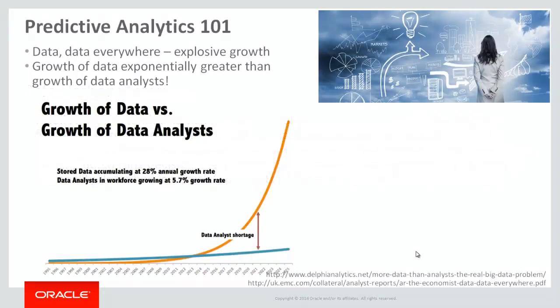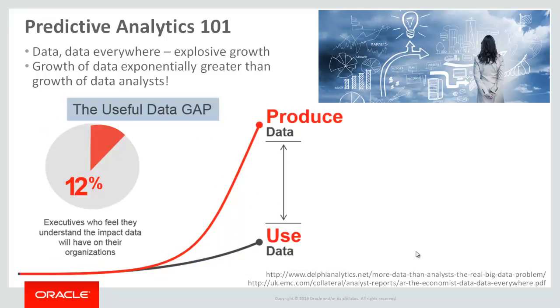So on the topic of predictive analytics 101, I think everyone talks about this a lot these days. The idea is that there's data everywhere. There's huge growth of data. Data is growing exponentially, and there's always this challenge of there's more data than there are data analysts who are able to deal with this data and mine it. And also, there's not enough good tools out there to deal with this. So this produces this sort of useful data gap, is what some people call it.